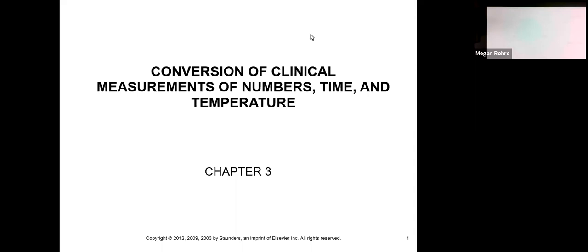Okay, so chapter 3 starts on page 61 if you'd like to follow along in the book. We're going to be talking about clinical measurements of numbers, time, and temperature.